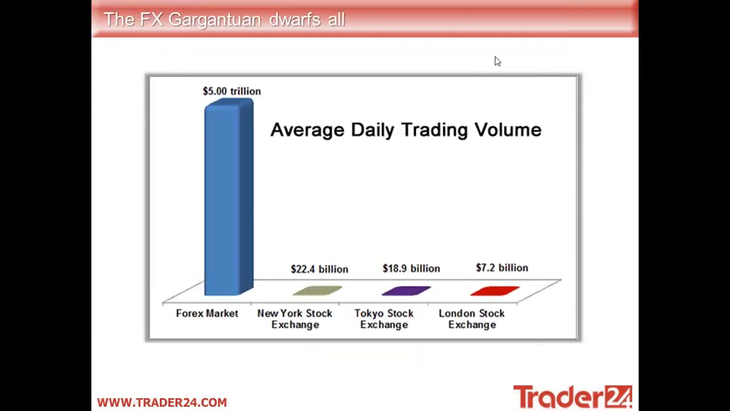Okay, so just to put it into perspective, if you have a look at things like the New York Stock Exchange, everyone thinks that that's the be-all and end-all of trading. But as you can see here, the forex market absolutely dwarfs things like the New York Stock Exchange, the Tokyo Stock Exchange, even the London Stock Exchange. The average daily trading volume is somewhere in the vicinity of $5 trillion a day. If you compare that to the New York Stock Exchange sitting at 22.4 billion, it doesn't come anywhere close. So as we said earlier, it is very, very liquid.